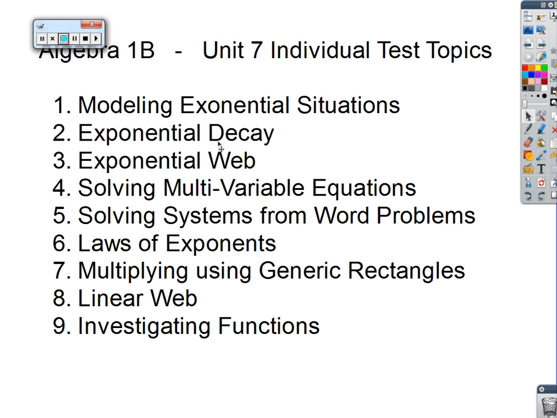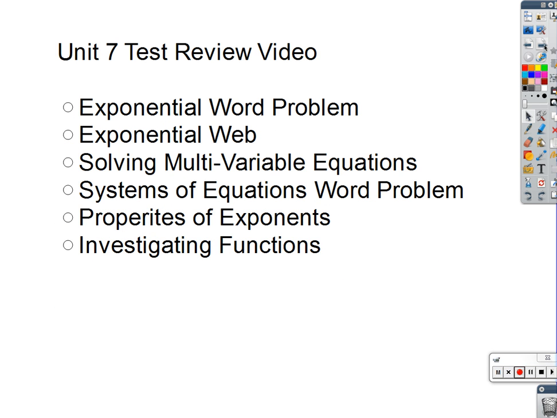Okay, here we are with our Algebra B Unit 7 test review. These are the 9 test topics that you will have on this individual test. This information has already been disseminated. However, we will not be going over all 9 of these. We have gone over some in class, but today's selection will be just a few of the most important pieces: exponential word problems, exponential web, solving multivariable equations, systems of equations word problem, properties of exponents, and finally investigating functions.